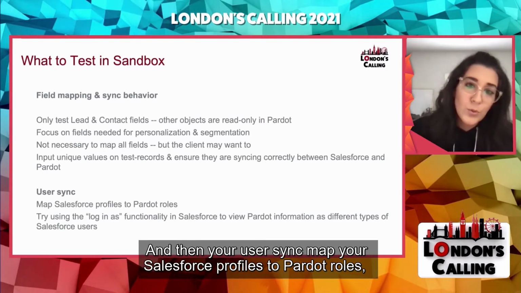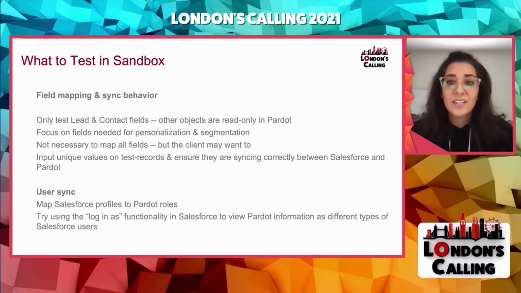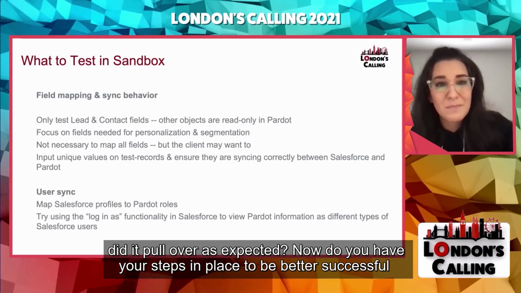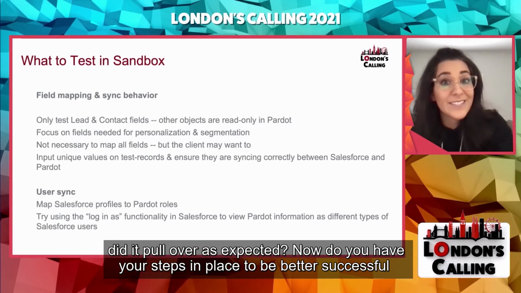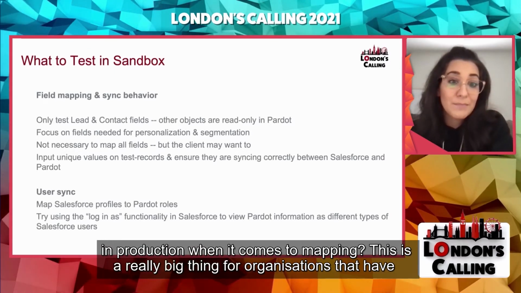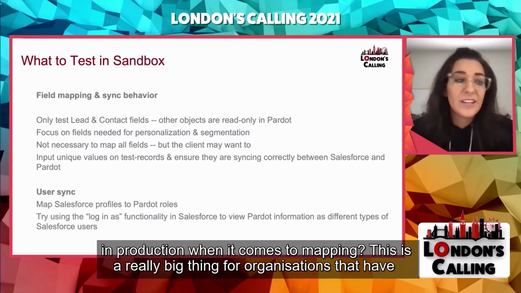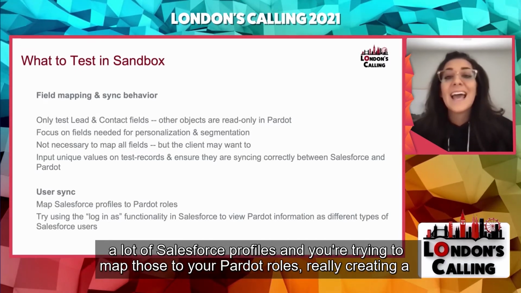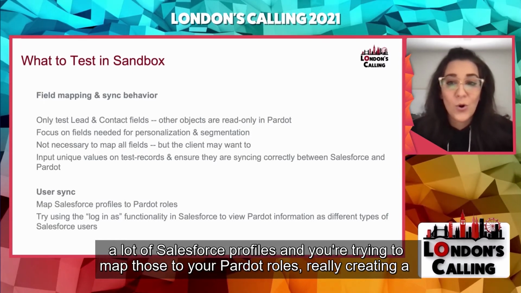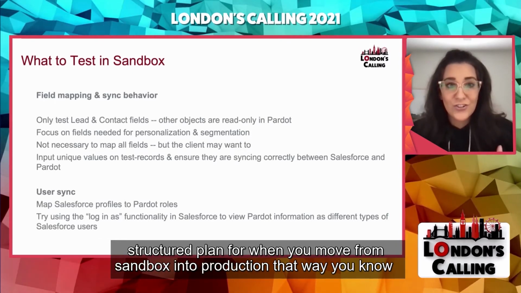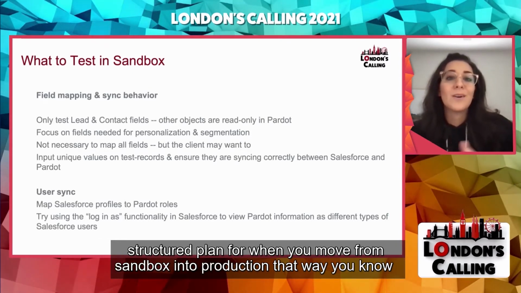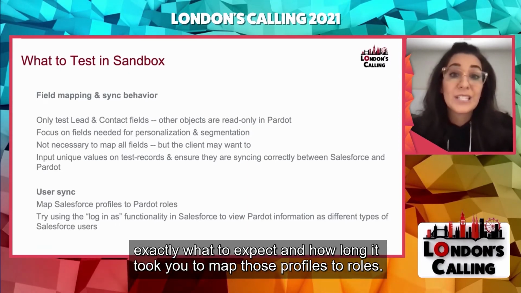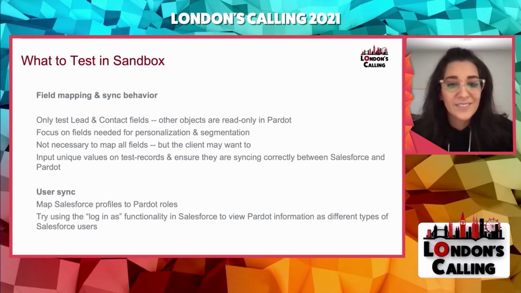Map your Salesforce profiles to Pardot roles. Did it pull over as expected? Now, do you have your steps in place to be better successful in production when it comes to mapping? This is a really big thing for organizations that have a lot of Salesforce profiles and you're trying to map those to your Pardot roles, really creating a structured plan for when you move from Sandbox into production. That way you know exactly what to expect and how long it took you to map those profiles to roles.